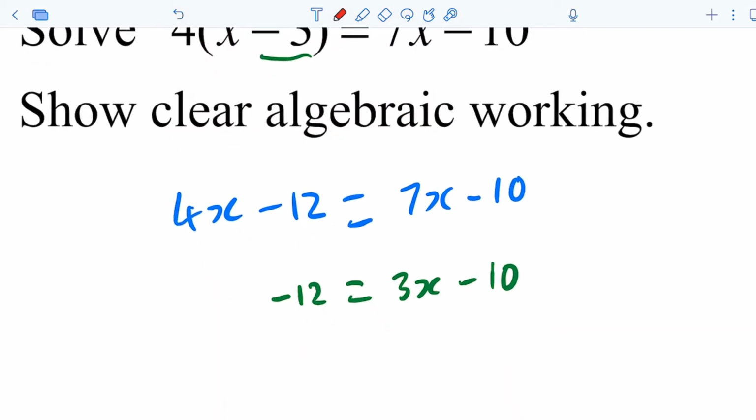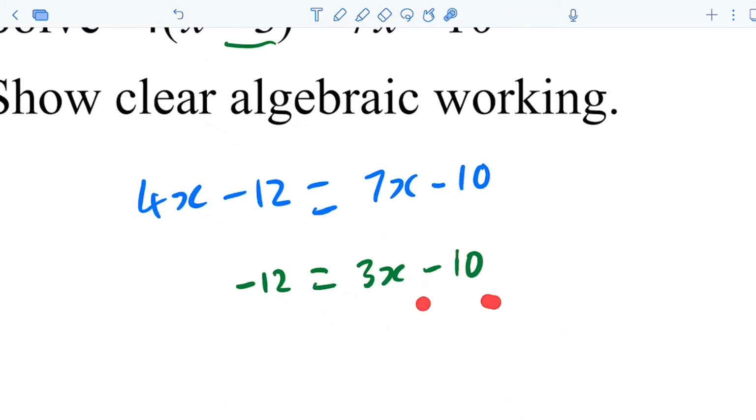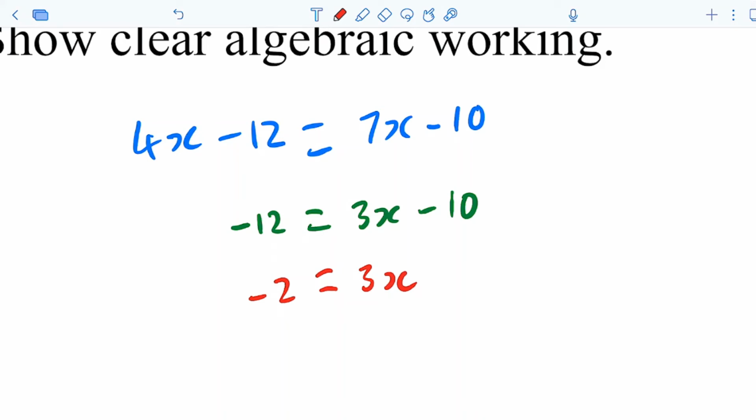And from here we simply have to plus 10 to both sides, so we leave the x's on their own. So we get negative 2 is equal to 3x. And then dividing both sides by 3, we get negative 2 over 3 is equal to x.